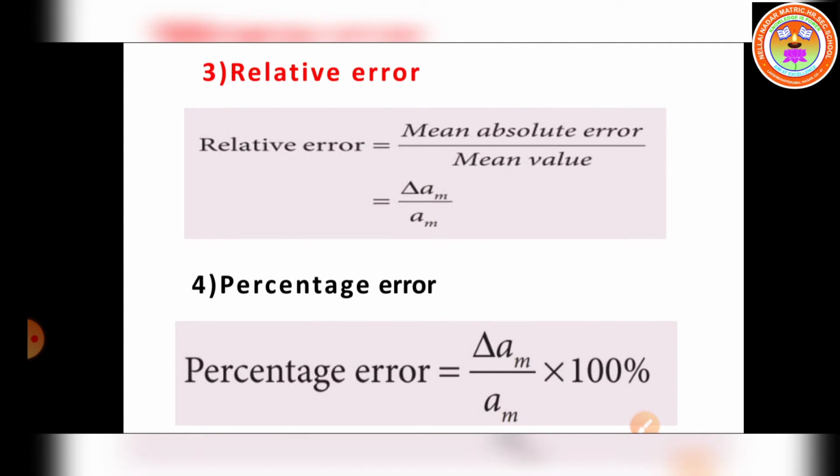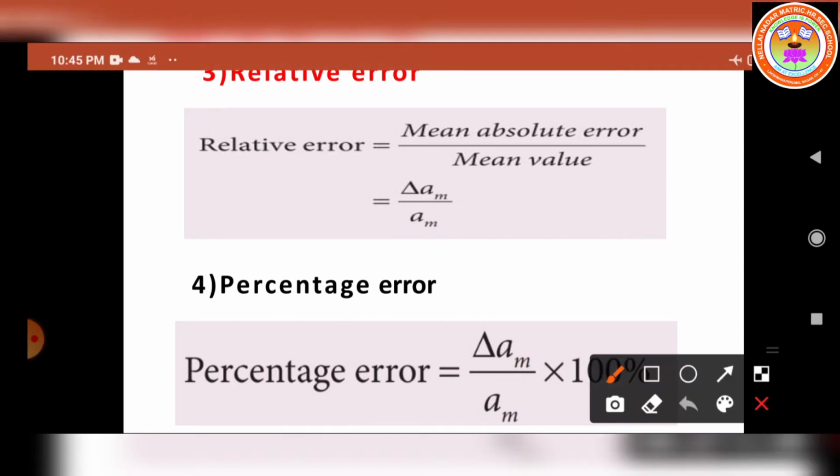The ratio of mean absolute error to the mean value is called relative error. Relative error is nothing but we compare the mean absolute error to the mean value. This is also called fractional error. This is also called as what? Fractional error. So we can write the relative error as the ratio of the mean absolute error to the mean value. What is the symbol of mean absolute error?